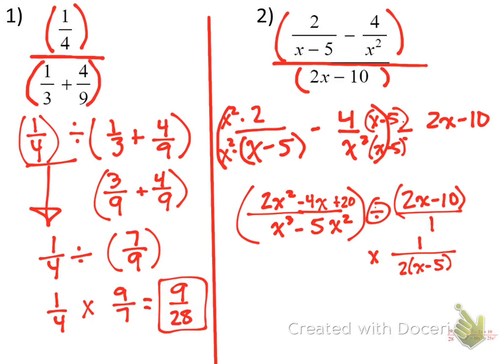On the top here, I'm going to factor out a 2 on this numerator. So it's going to be 2 times x squared minus 2x plus 10 all over x cubed minus 2x plus 10. Oh, I'm sorry. X cubed minus 5x squared.